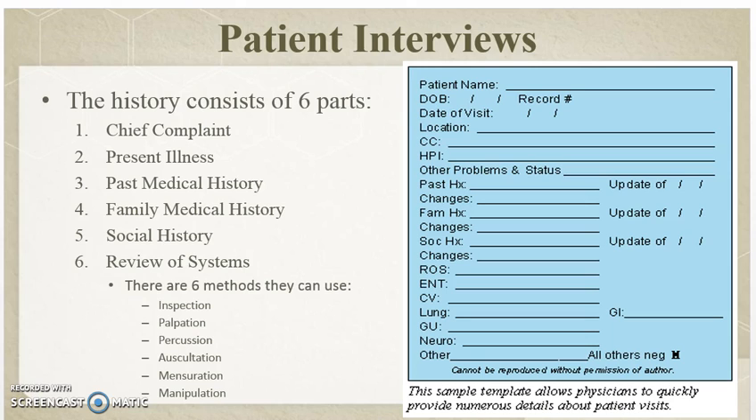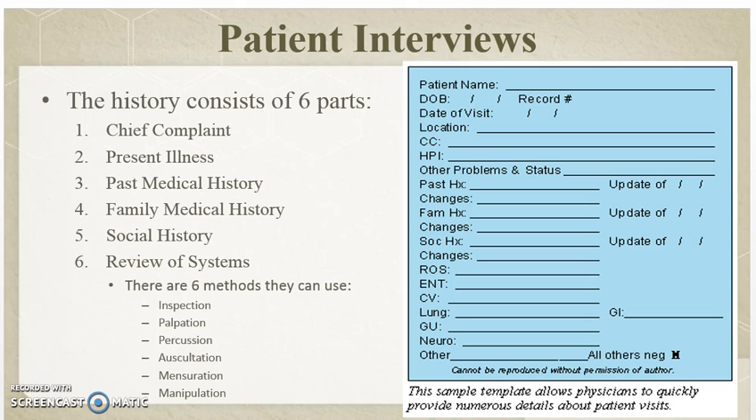The social history will include lifestyle patterns that could affect the health status of the patient, such as smoking, drinking, recreational drugs, occupation, marital status, sexual preference, diet, exercise, and sleep habits. Now, a review of systems is typically done by the provider himself, and a physician will use different methods to examine and inspect the patient. Those 6 methods are called inspection, palpation, percussion, auscultation, mensuration, and manipulation. So that is Chapter 36 in a nutshell for us.